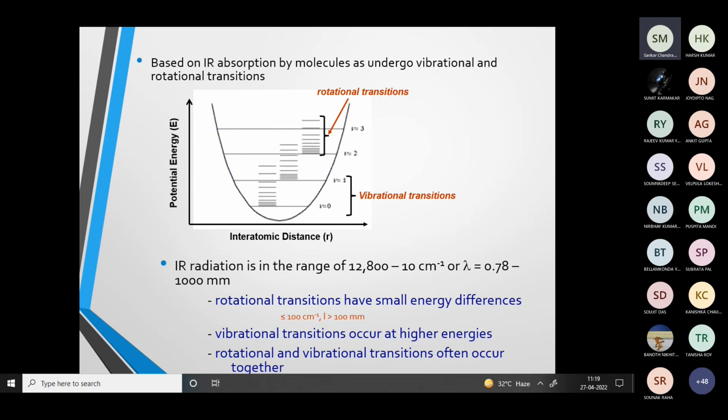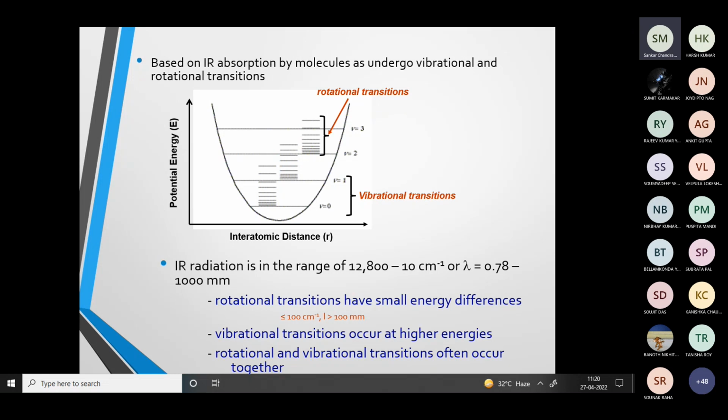Okay, next, this is the potential energy diagram, which is plotted against the intermolecular distance. So when a bond vibrates, it has a frequency, and there are different vibrational levels, V equals 0, 1, 2, 3. This is very, very specific and quantized.